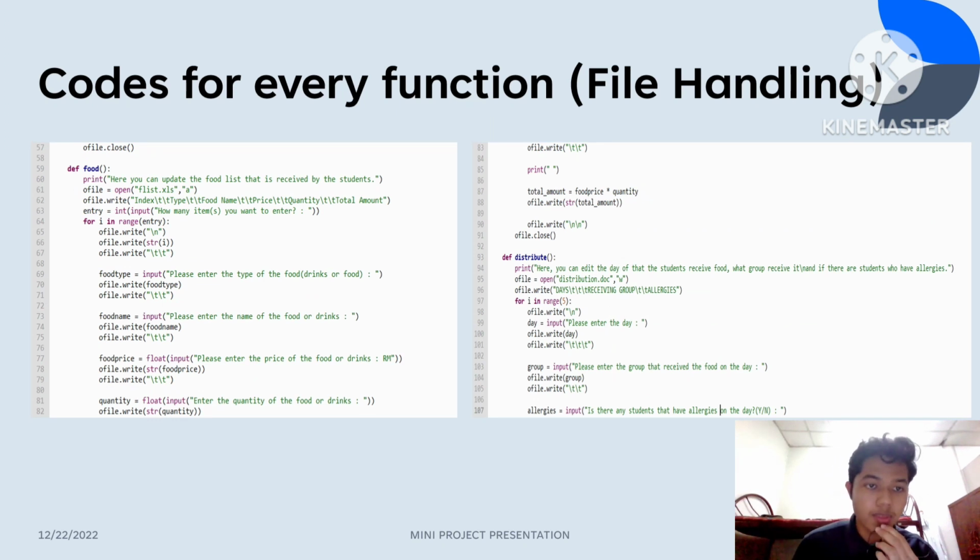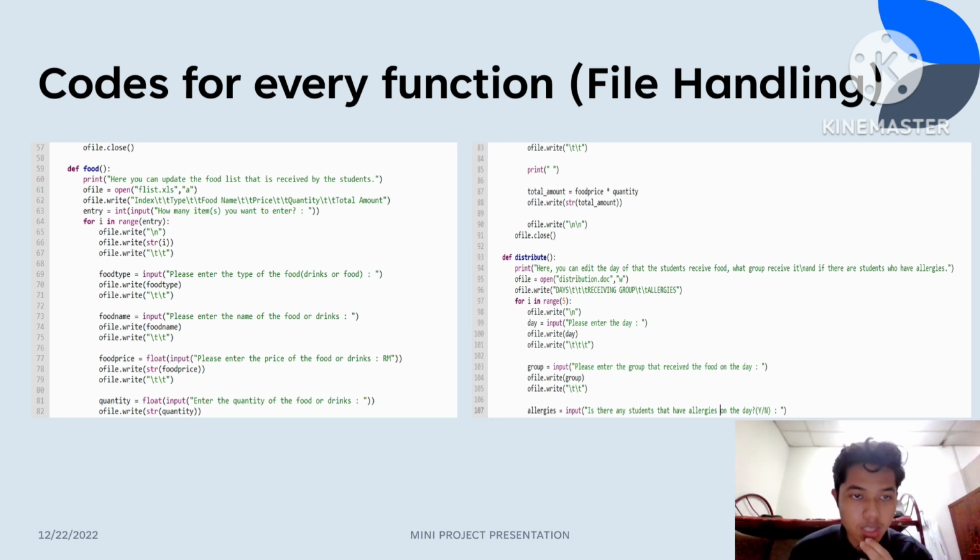Next, we proceed with the def food function. Here we also have a string text. Here you can update the food list that is received by the student. Then we open flist.xls and the action is append. The f.list.xls is for a file spreadsheet. Then we write data into the file by declaring file.write, and then in the string text we insert index type, food name, price, quantity, and total amount.